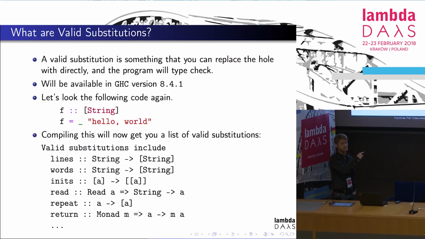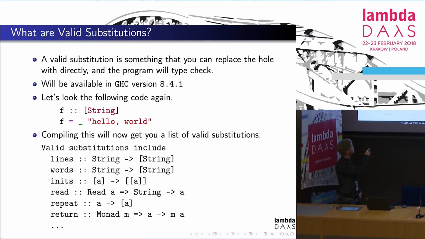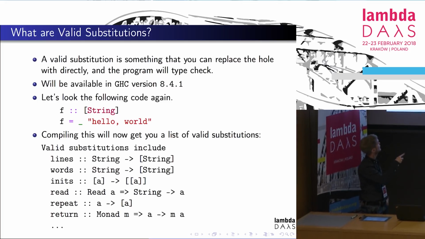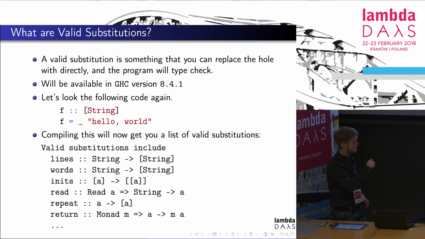Your functions and libraries, they all have types, right? They're all very, very well typed, and we all know the types of the functions. So we can use that information to look up: what is it that we have in scope that could possibly fit this hole? And so for this example, it will return this list.